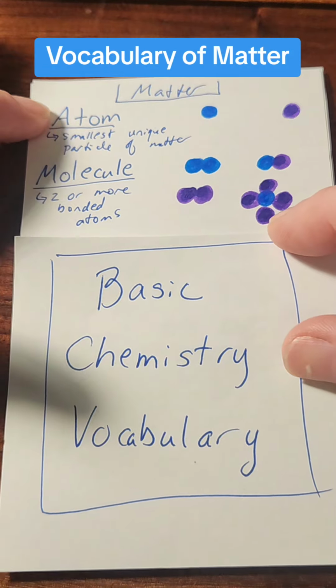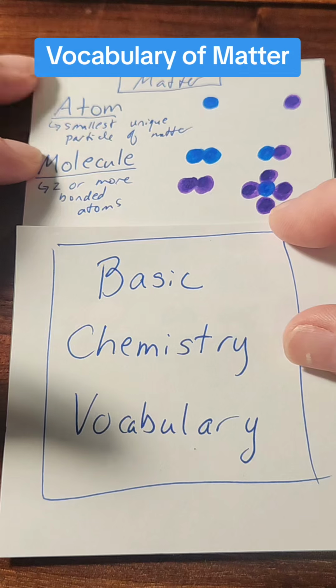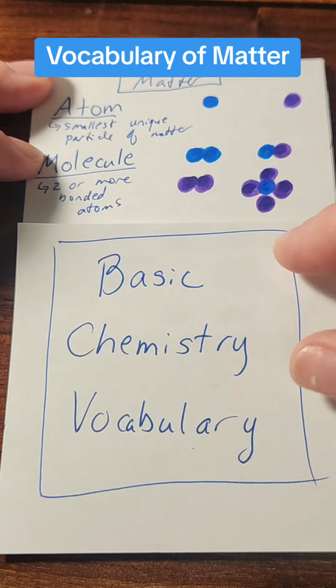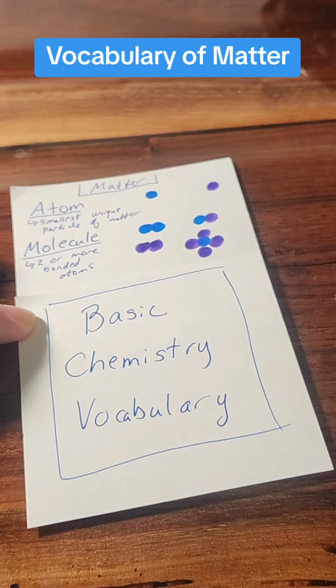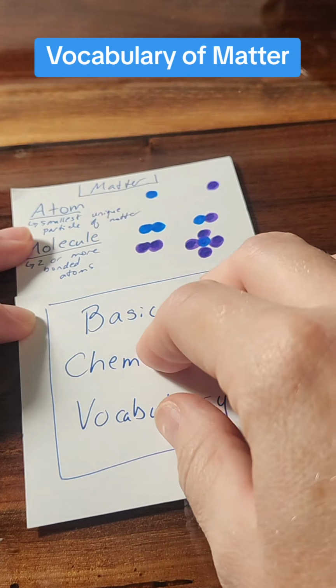We have molecules that are made up of 2 atoms. We have molecules that are made up of thousands of atoms, which you learned about in biology. Those are called macromolecules. So that's the kind of particles we're going to be talking about.